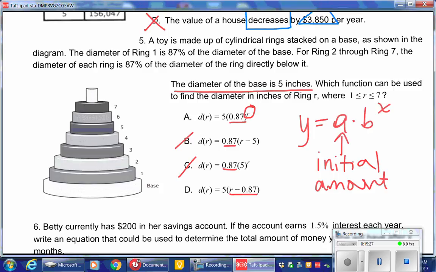So D is a linear function. Here I see that each diameter is 87% of the previous ring. Here this says 87% of the previous ring. So the correct answer would be A.